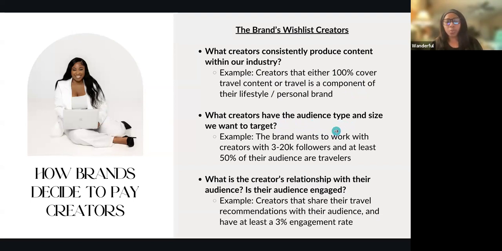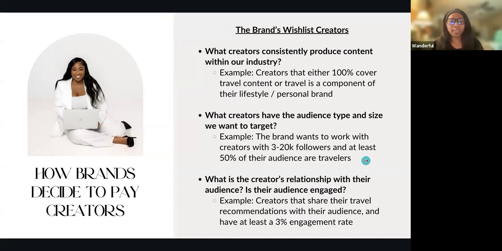So the brand wants to work with creators, for example, we're going back to this example with the hotel in Puerto Escondido. The brand wants to work with creators with 3 to 20K followers. This is just what they're guessing. They're like, hey, our budget's small. We can't sit here and shoot for the stars with followers here. So we're going to aim on the lower end and we're going to pitch to some nano creators and some somewhat micro creators. But here's the thing, at least 50% of their audience has to be travelers because it wouldn't really make sense for us to just partner with anyone that doesn't have an audience of travelers.